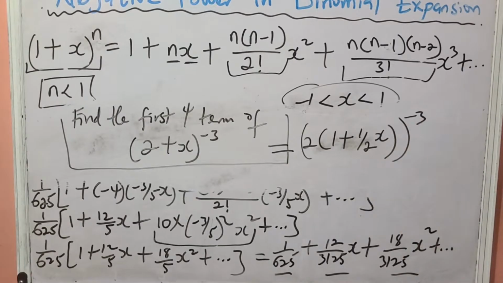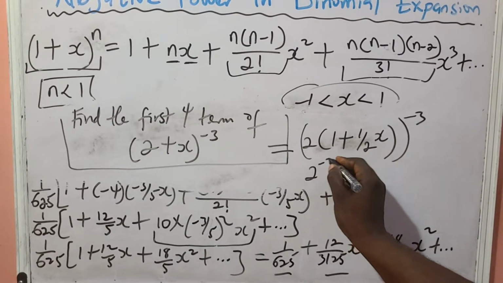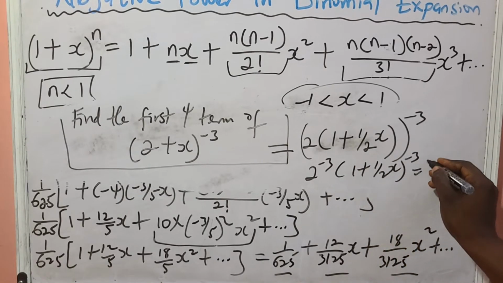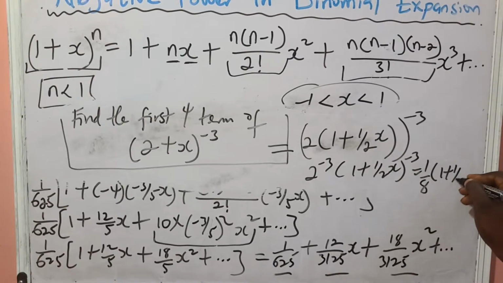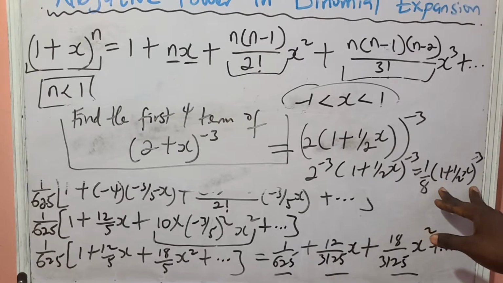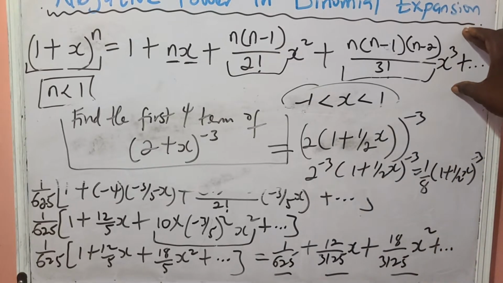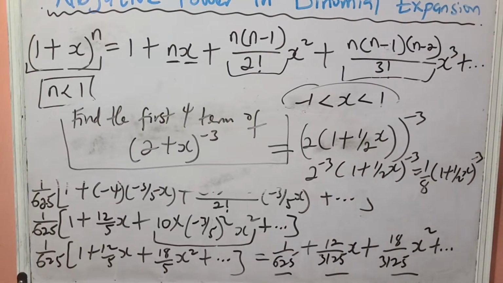Right, so this is the first thing, and then the next thing is for you to have 2 raised to the power minus 3, then 1 plus 1 over 2x raised to the power minus 3. This will be 1 over 8 times 1 plus 1 over 2x raised to the power minus 3. This is the very first thing you must do. So you will be solving with 1 over 8 times all the expansion of 1 plus 1 over 2x raised to the power minus 3. The next thing is to use the formula to solve for 1 plus 1 over 2x raised to the power minus 3.